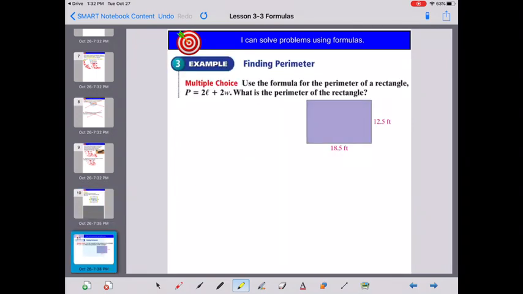Let's try. Using the formula, some people have a question about this right here. That is not an E, that is a cursive L. So that's 2 lengths. Use the formula for the perimeter of a rectangle and find the perimeter of the rectangle. I can see that my length is 18.5 and my width is 12.5. So I'm going to plug those 2 numbers in here for L and W.